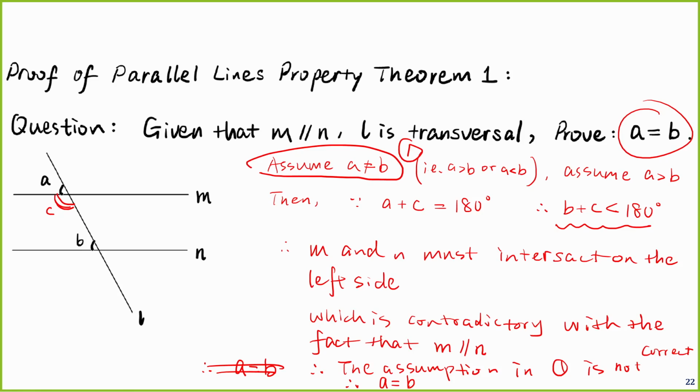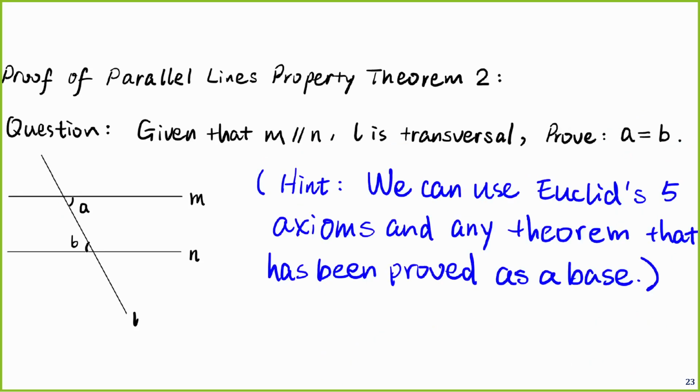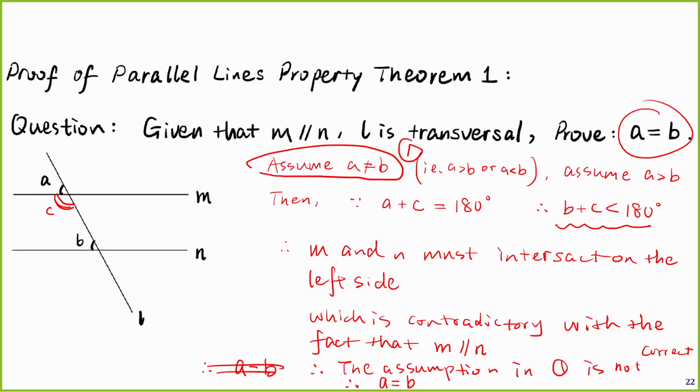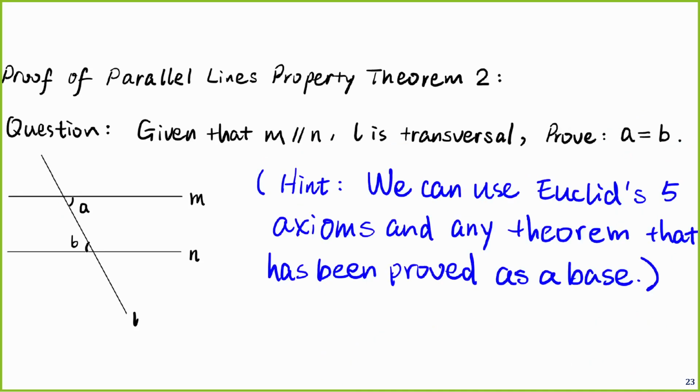Okay, so if you have proved the first one, how do you prove the second theorem? Given M is parallel to N, L is a transversal, can you prove A equals B? Of course, you can use Euclid's fifth axiom, but if we have already proved theorem 1, then we can use theorem 1 as a starting point, right? Because you have proved it. So can you use theorem 1 to prove theorem 2? Of course we can do it.